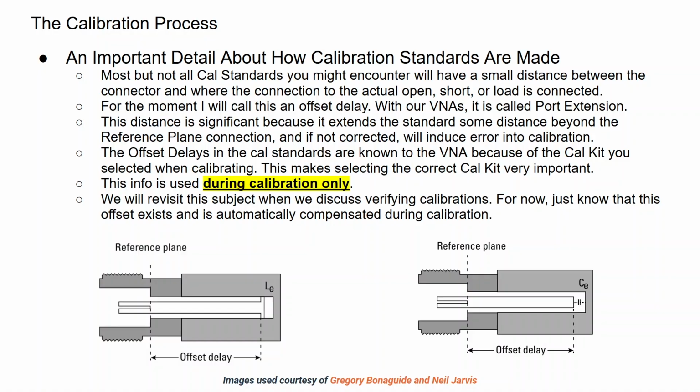We will revisit this when we get into the validation. Just for now, know that the offset exists and it is automatically compensated for during calibration.